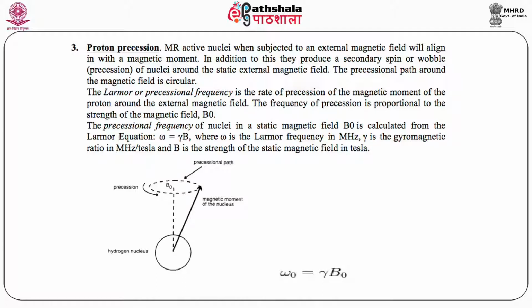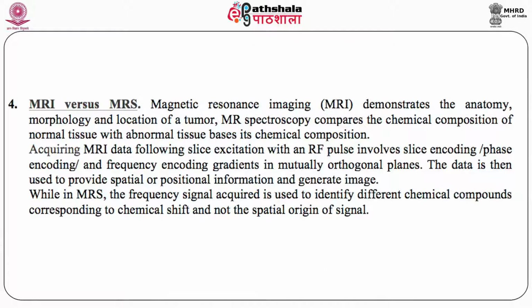The precessional frequency of a nucleus in a static magnetic field B naught is calculated by the Larmor equation, which is omega equals gamma times B, where omega is the Larmor frequency in megahertz, gamma is the gyromagnetic ratio in megahertz per Tesla, and B is the strength of the static magnetic field in Tesla.